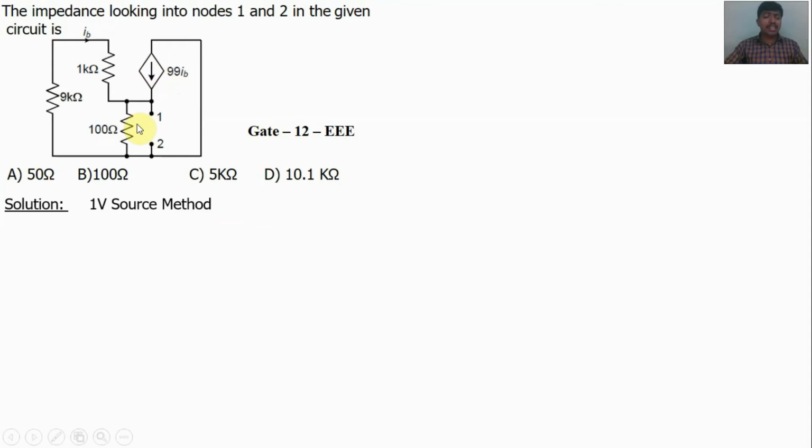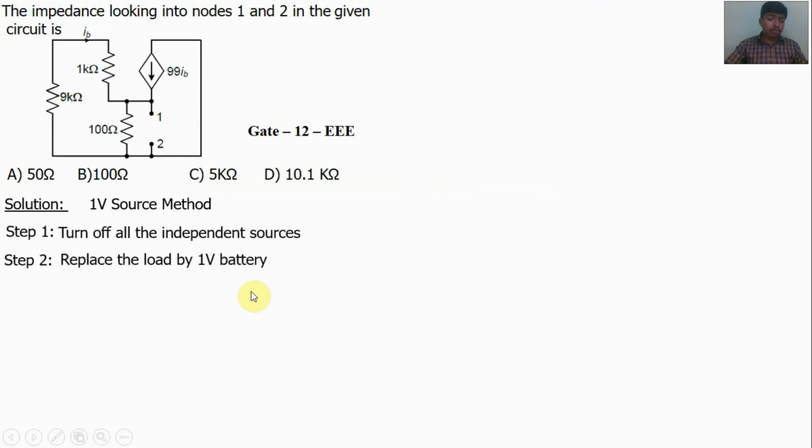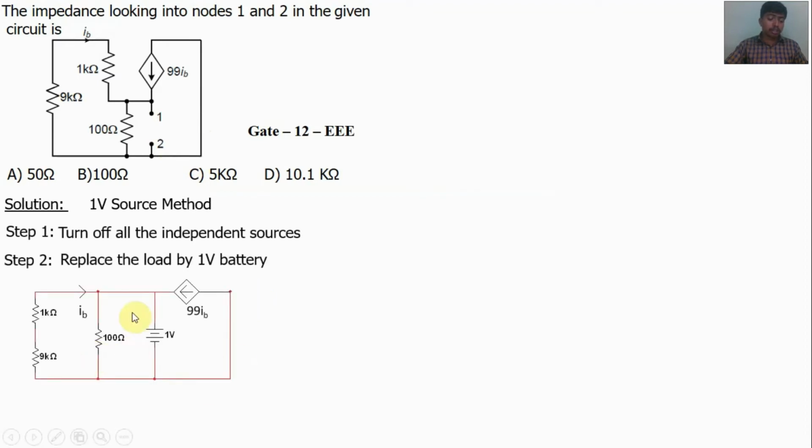Okay, the second step, we have to connect a 1 volt battery at the terminals across which we want to find the Thevenin's resistance. Here we have to find the Thevenin's resistance between node 1 and 2, so we have to connect a 1 volt source between nodes 1 and 2. So now the circuit will become like this. Here 1 kilo and 9 kilo are in series. Here IB current. Here the 1 volt source is parallel to the 100 ohm resistance.